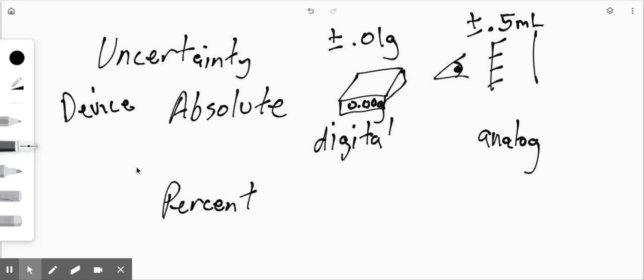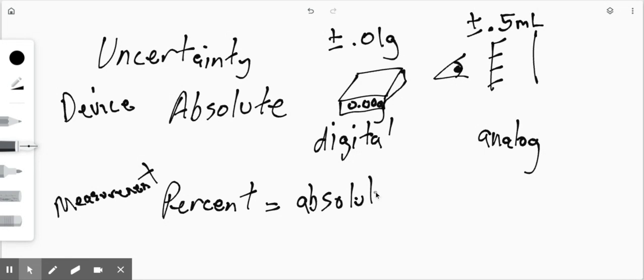Now, percent uncertainty we actually have to make a measurement here. We can't find the percent uncertainty unless we make a measurement. So for instance, let's take our scale and let's say we put something on the scale and it weighs 10 grams. So first you have to know how to calculate percent uncertainty. That simply is the absolute uncertainty divided by the measured value, the measurement you make, times 100 because it's a percent.